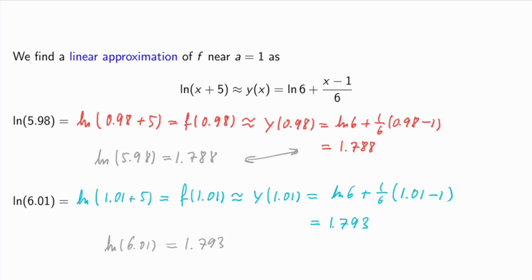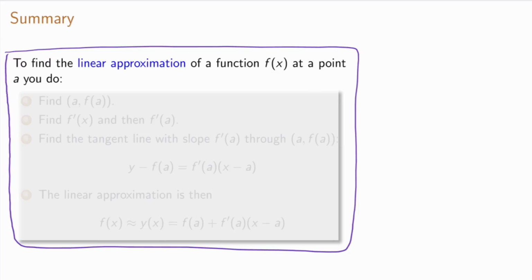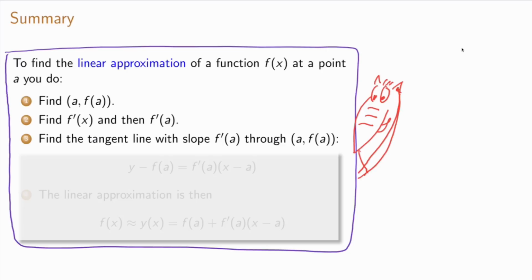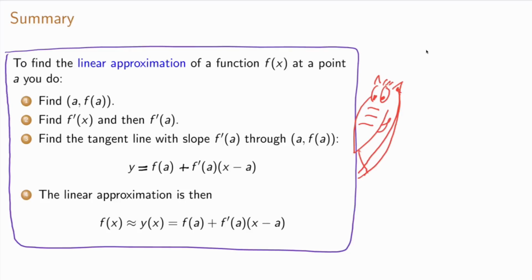Let me summarize. Let me explain in the summary a little bit how to find the linear approximation of a given function f at a point a. You need to do the following four steps. First, you find the point a and f of a, and then you find the derivative f prime of x and the value f prime at a. And then with this information you can find the tangent line with slope f prime at a through the point a, f of a, and here is the formula. Y is f of a plus f prime of a times x minus a. And then the linear approximation is given by this linear function. So f is approximately equal to y as long as x is close to a.